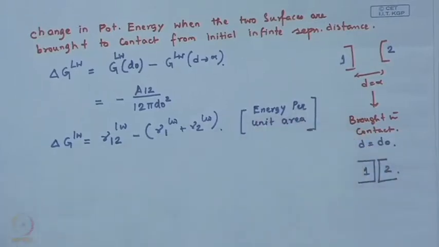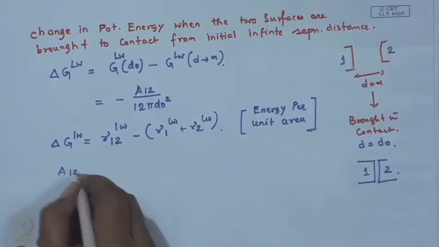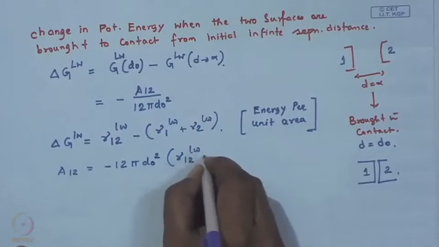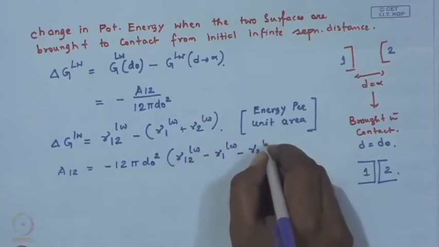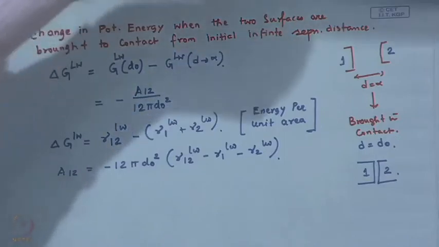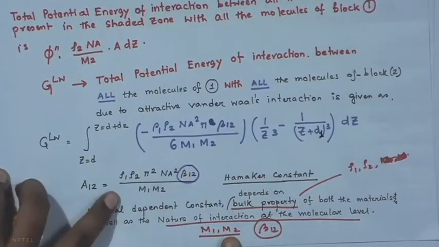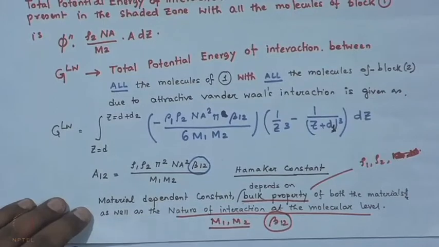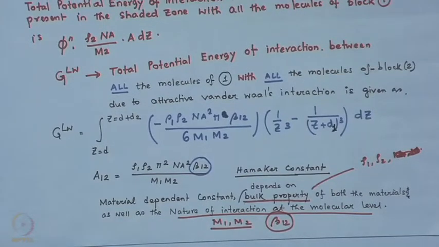Therefore, we can now correlate A12 as 12 pi d0 square into gamma 12 LW minus gamma 1 LW minus gamma 2 LW. The biggest advantage now is that the expression of A12 which we had was in terms of beta 12. Other parameters are all known, Avogadro's number, density and the molecular weights, but this beta 12, which represented the strength of van der Waals interaction, has to be experimentally determined, maybe spectroscopically, and determination of this parameter is slightly difficult.